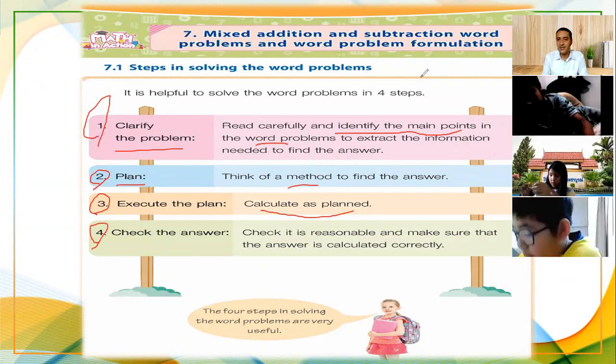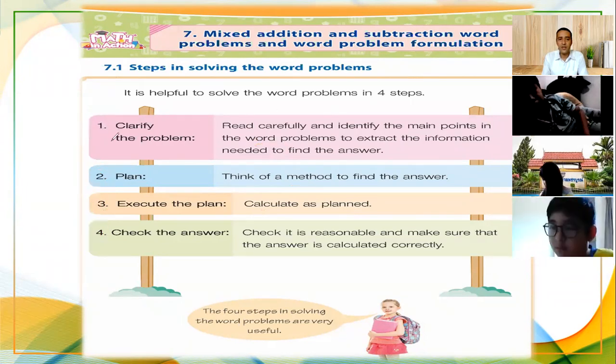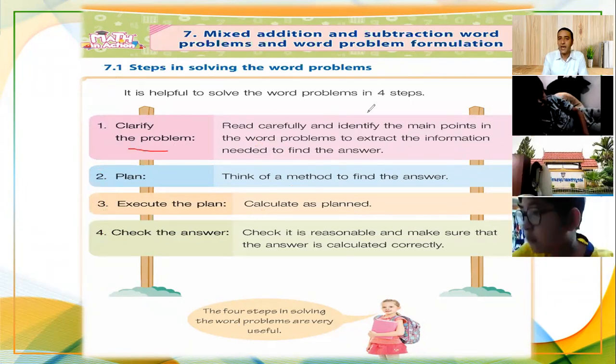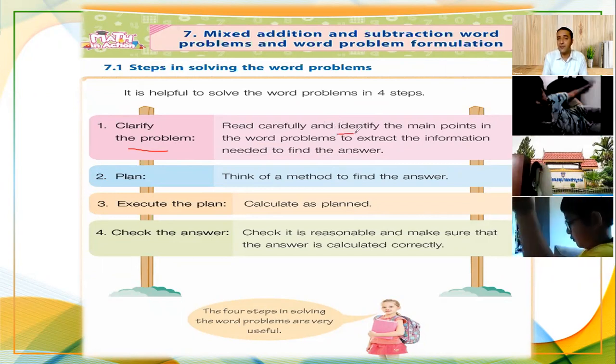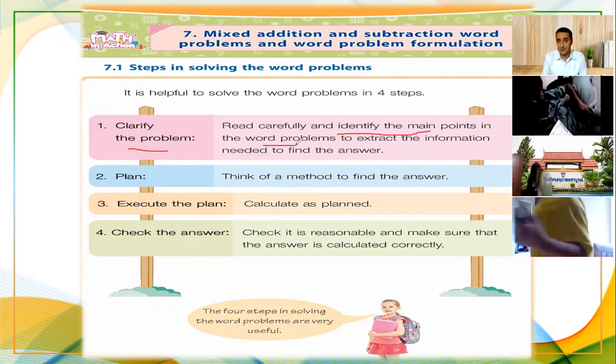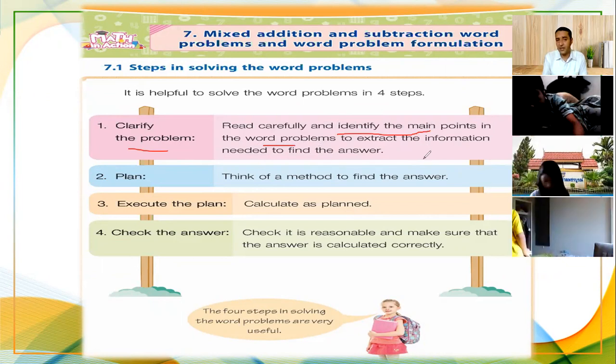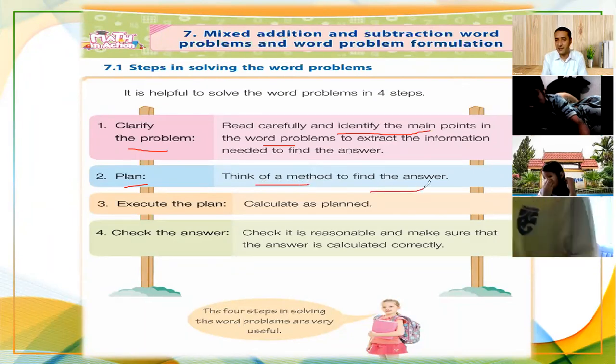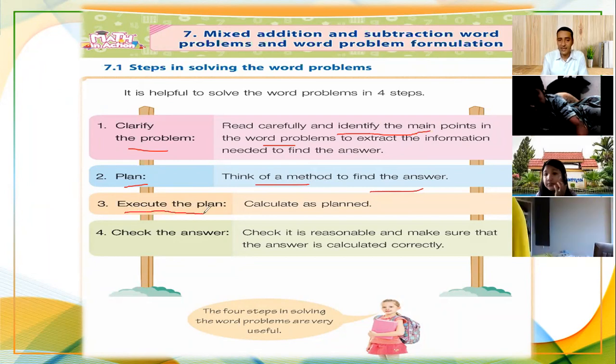Okay, students, do you understand what we have to do? First of all, we have to clarify the problem. We have to read carefully and identify the main point in the word problem to extract the information needed to find the answer. Second, we have to make a plan. We have to think of a method to find the answer. Number 3, we have to execute the plan.